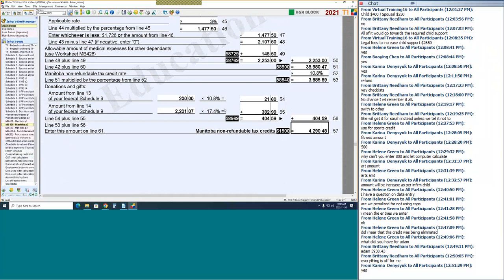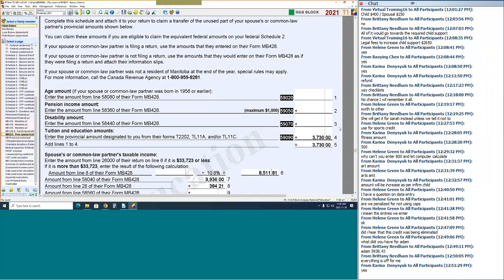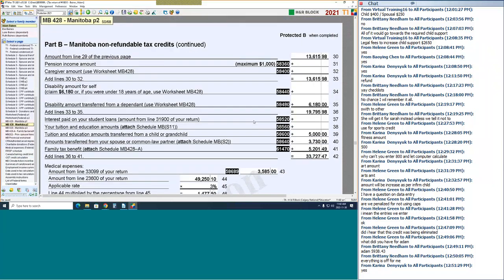Let me find the transfer lines for you. On the Schedule 2, he's going to have the tuition amount from his spouse. And then on his MB 428, he's also going to have education amounts transferred from a child or grandchild. And similarly, federally, Eve's tuition will be transferred to him on a Schedule 2 federally, and Ruth's tuition will be transferred to him as transfer from a dependent child. Okay. Are there any questions about tuition transfers before I go on? Your numbers might be different from mine, but your transfer lines should have numbers on them.